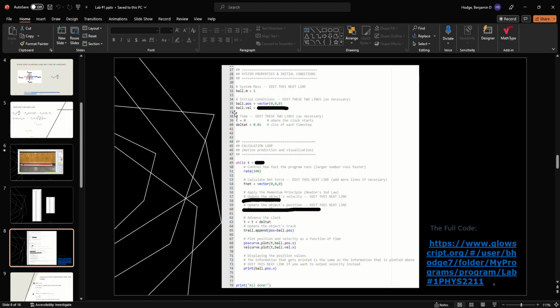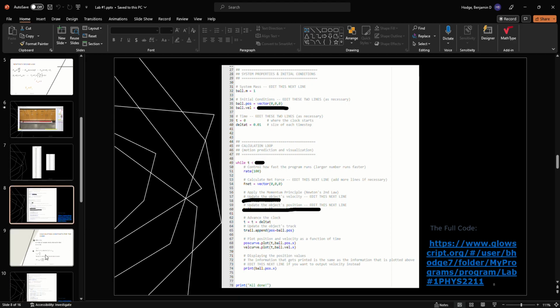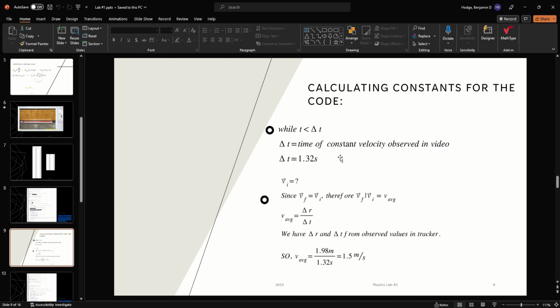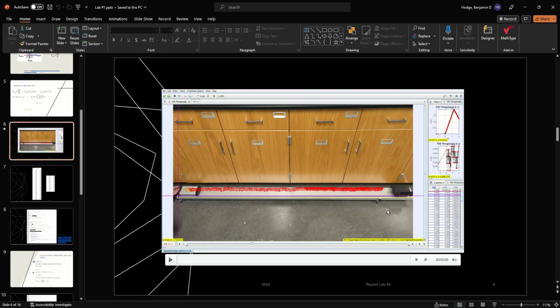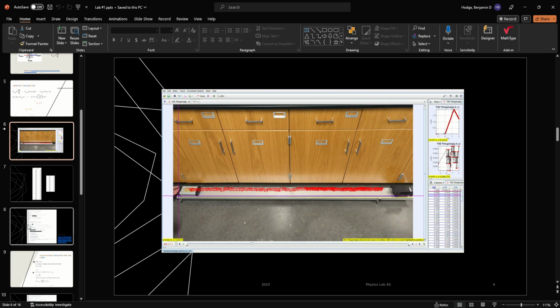We need to figure out some things for this computational model before we can write it properly. What's our time? What's our initial velocity? How do we update those accordingly for code? Well, let's do that. First, we need to find the initial velocity and the time so we can find those two constants. Well, time's pretty easy to find. It's 1.32 seconds. Why? Because that's how long the object was moving in the video we had originally. That just makes logical sense.